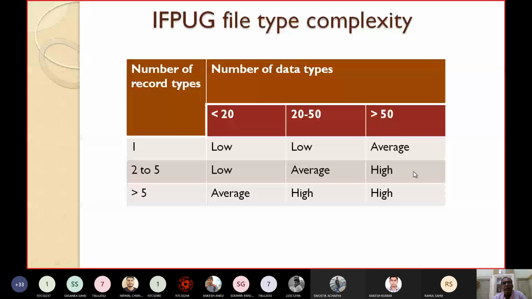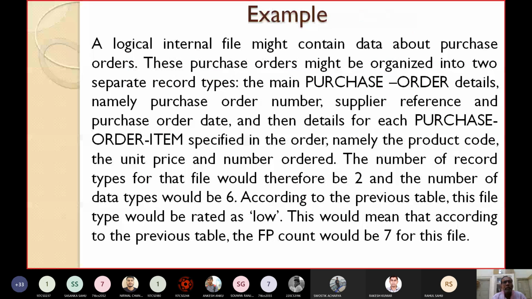Okay. Now we have already taken those things. We can take various examples. We'll start with simple examples. Suppose a logical internal file might contain data about the purchase orders. Okay, there is a logical internal file. It may contain data about the purchase orders. These purchase orders might be organized into 2 separate record types. So in that file there are 2 record types. One is the main purchase order.